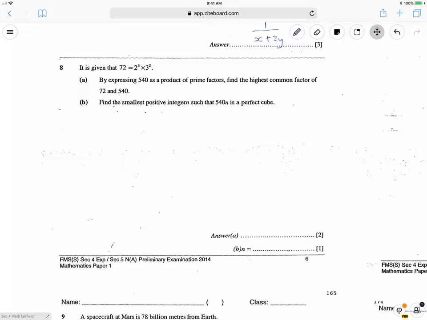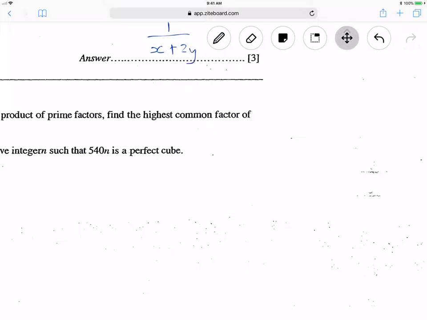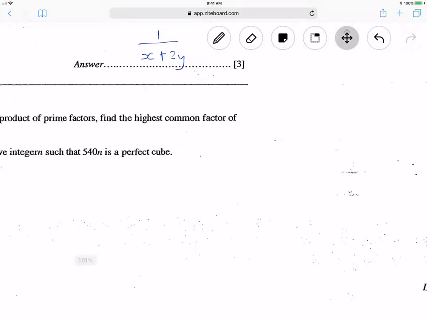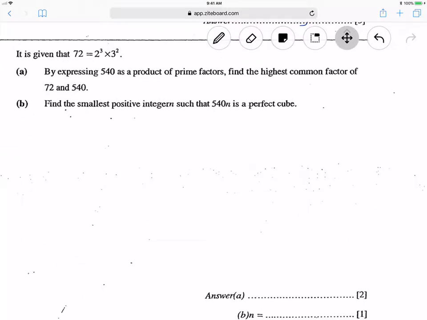Okay, question number 8. 36 and 50. Is this okay? Okay, how are you? Oh, good. Next one.